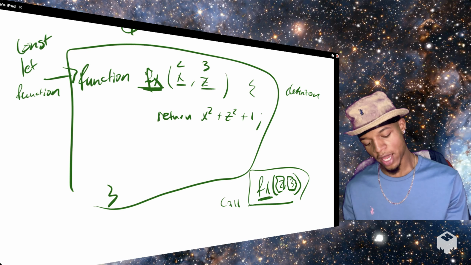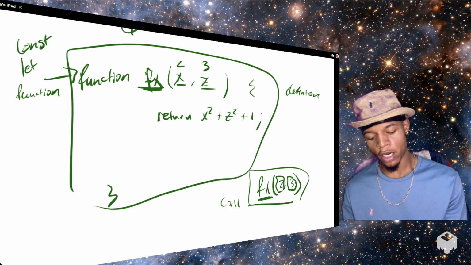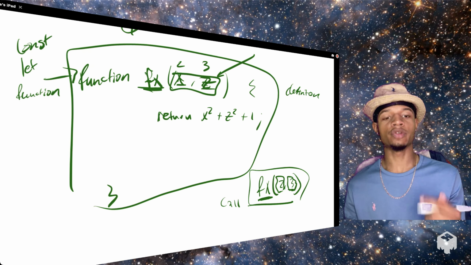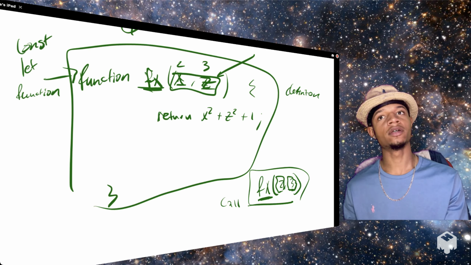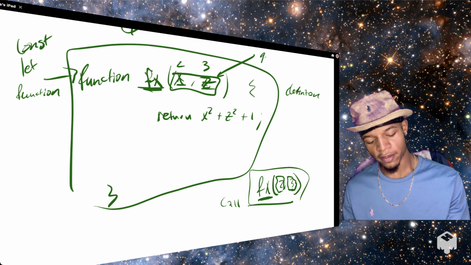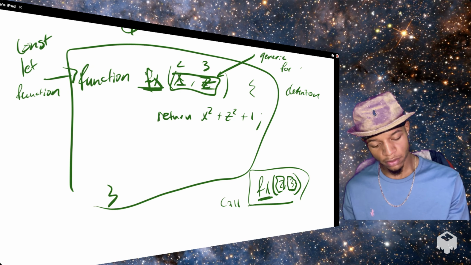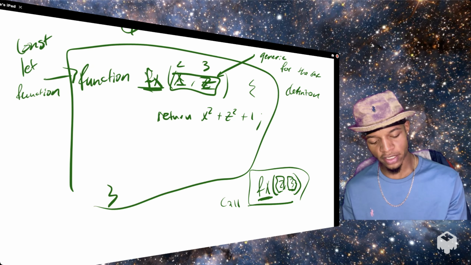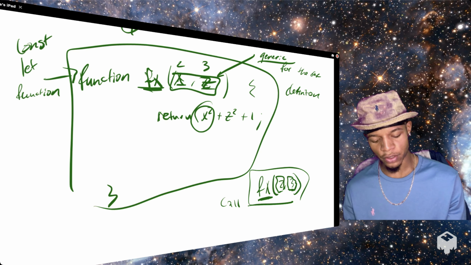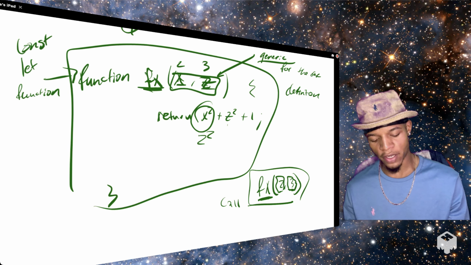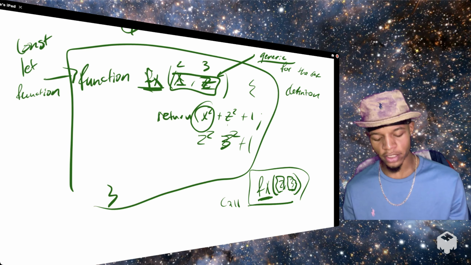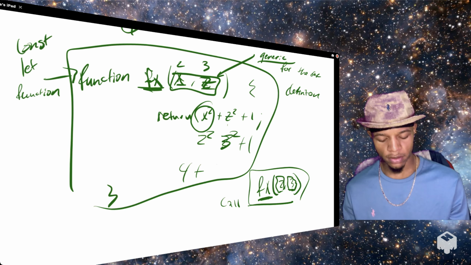So x and z here are variable names. I would call these generic values for the definition. This is just a generic value x, and whatever value we come in with for x, we're always going to square it. Whatever value we get for z, we're always going to square it, and then add 1 to it. So this should give us 14.